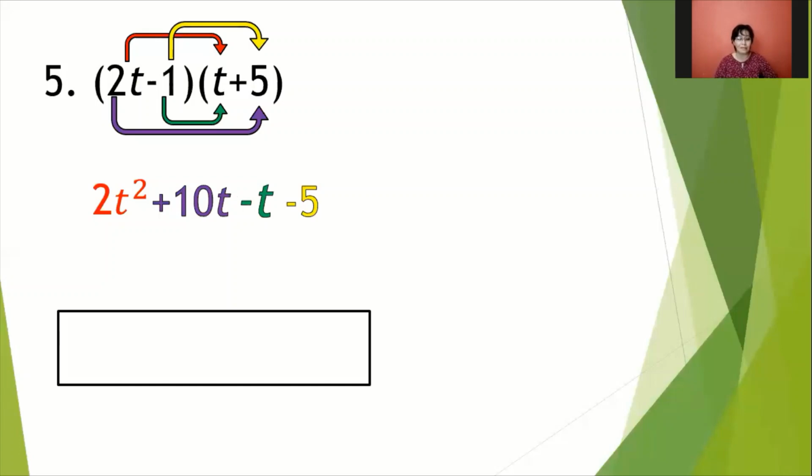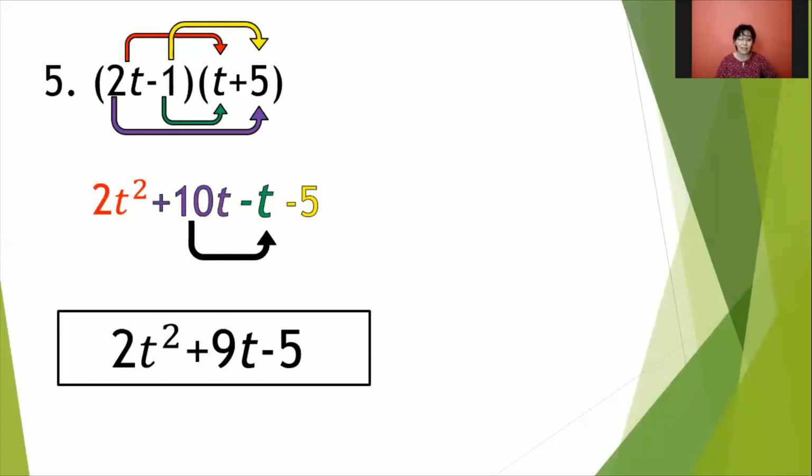Again, we have to combine like terms. And what are the like terms? We have 10t and negative t. Like terms mean that they have the same variable and, at the same time, the same degree. The final answer: we have 2t squared plus 9t minus 5. Okay, another example.